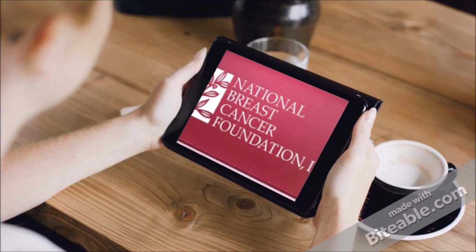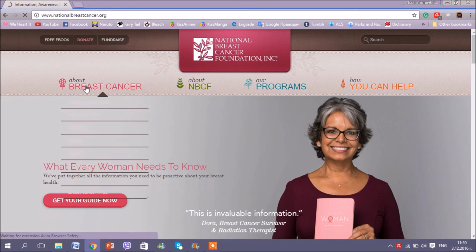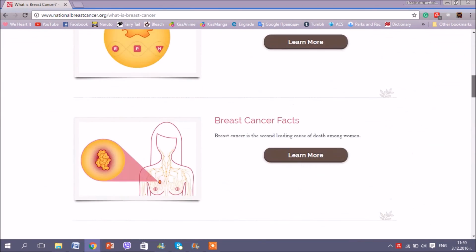Visiting the National Breast Cancer Foundation webpage could help you get a better understanding of what breast cancer actually is and would give you additional information on how to get tested.